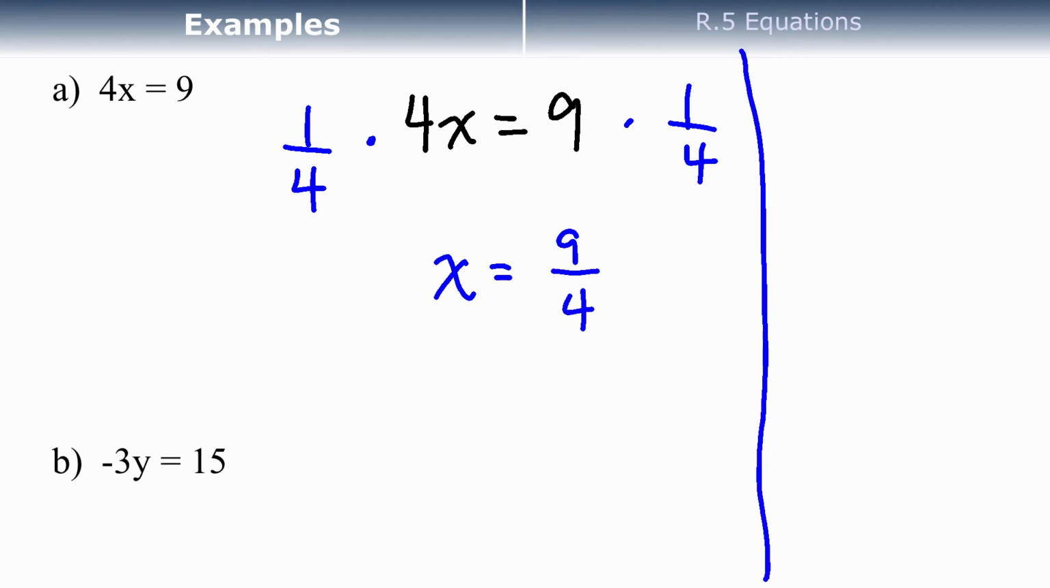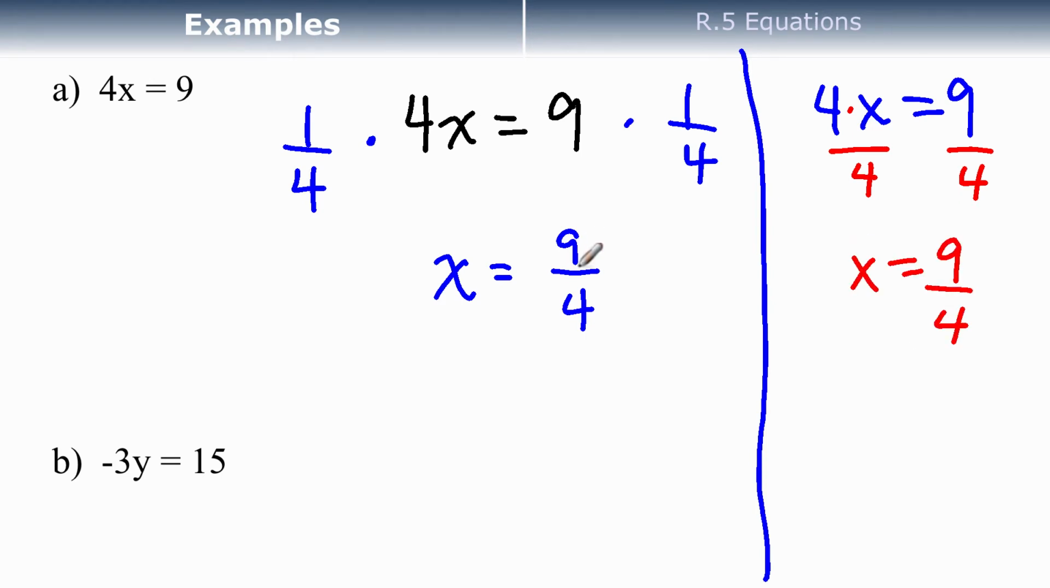Typically, you've probably seen this question done like this, though. 4x is equal to 9, so I want to get rid of the 4. It's being multiplied by the x, so I'll divide this side by 4, divide this side by 4. So x is equal to 9 quarters. Notice it's the same answer I got there. Either way, both of these are fine. This one here, instead of calling it the multiplication principle, I might call it the division principle.